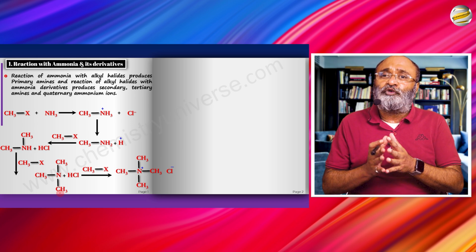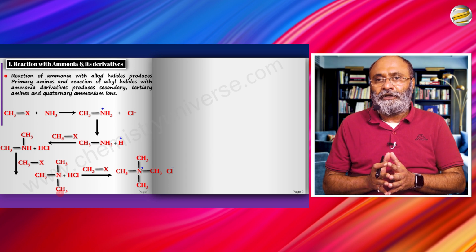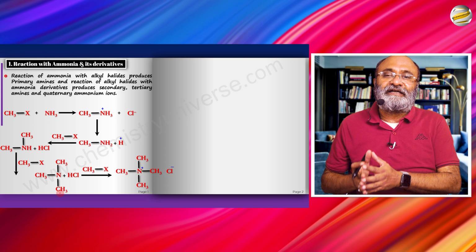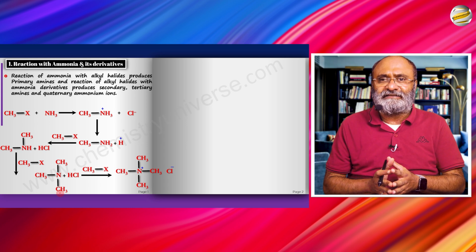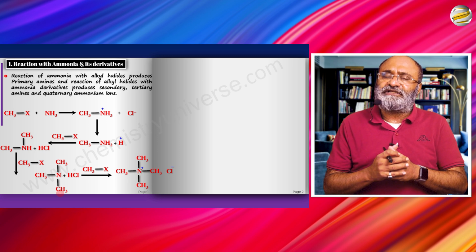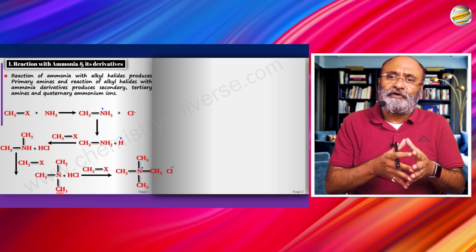So eventually you would get a very good yield of at least the quaternary ammonium ion. You may not get the primary in good yield, you may not get the secondary in good yield, but you will definitely get this. And if you do want to get the primary in good yield, well, take ammonia in excess. So if you have a very small amount of CH3X and a large amount of ammonia, the chances of CH3X reacting only with ammonia is greater. So therefore, you will get the primary amine.